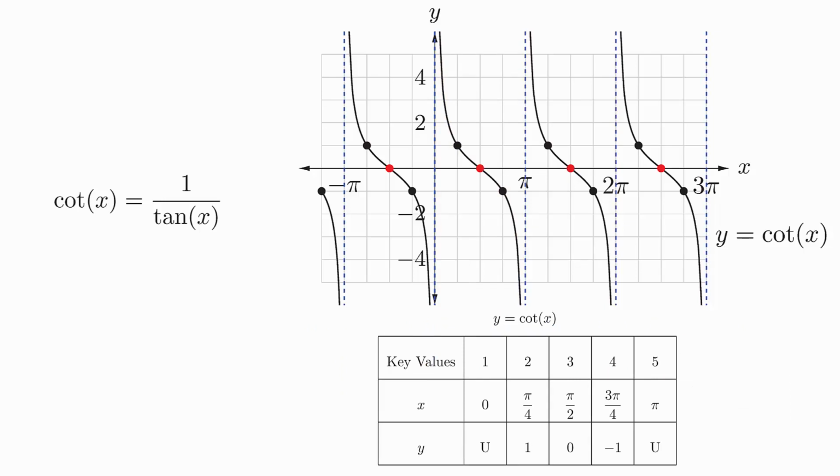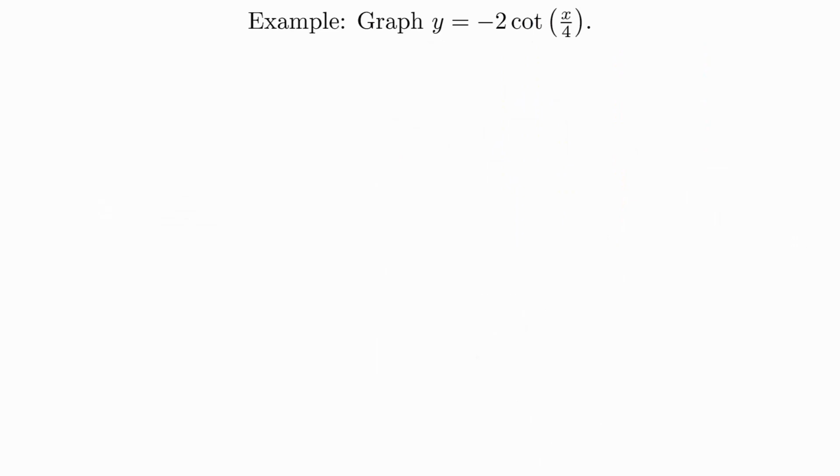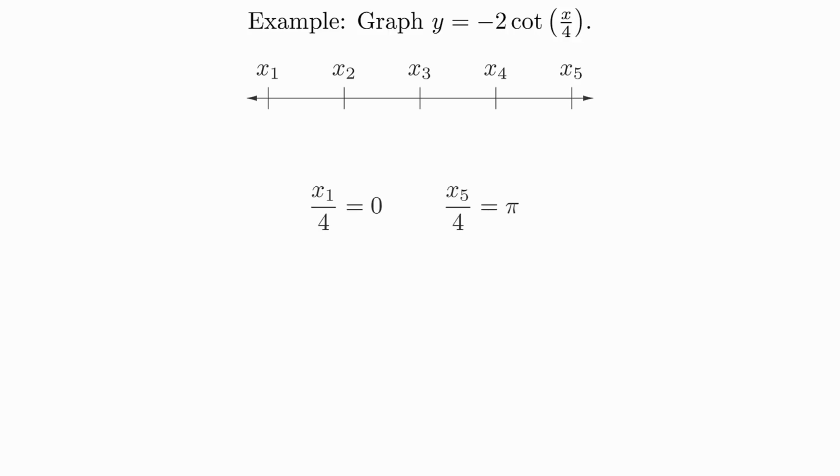The process of graphing transformed versions of the cotangent function is similar to the process we've already developed and practiced for the sine, cosine, and tangent functions. Example: graph y equals -2 cotangent of x over 4. We first determine the fundamental period by setting the argument equal to 0 and pi. This shows us that the fundamental period will be the interval from 0 to 4 pi.